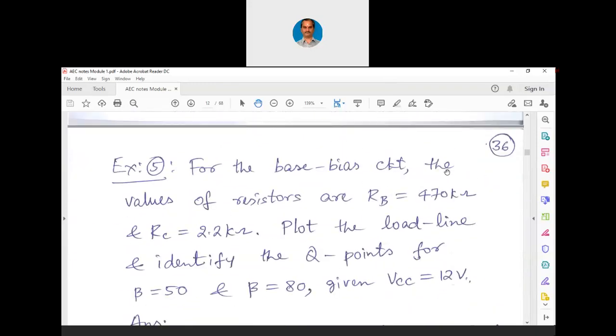There is a small exercise. Can you do it on your own? I will give you 2 minutes. For the base bias circuit, the values of resistors are RB equals 470 kilo ohms, RC equals 2.2 kilo ohms. Plot the load line and identify the Q points for beta equals 50 and beta equals 80, given VCC equals 12 volts. Now beta equals 50 is given, RB, RC is given. Use all the knowledge which you gained yesterday and try to solve this problem within the next 2 or 3 minutes. I will be seeing the chat box for the correct answers.